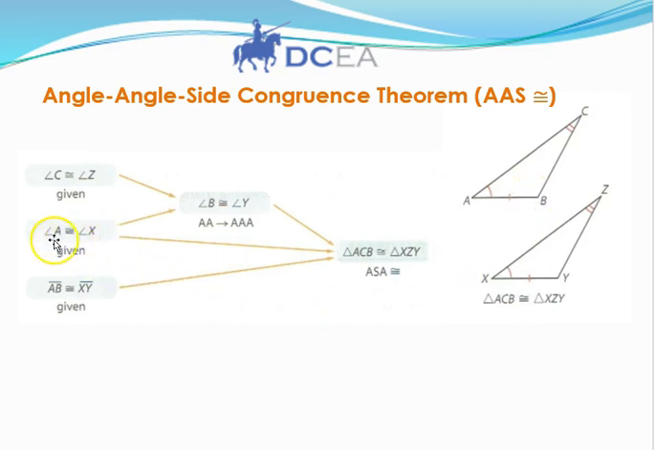Now, the concept of angle A is congruent to angle X and AB congruent to XY also leads us to, with the information of the third angle, that these 2 triangles are congruent by angle side angle.